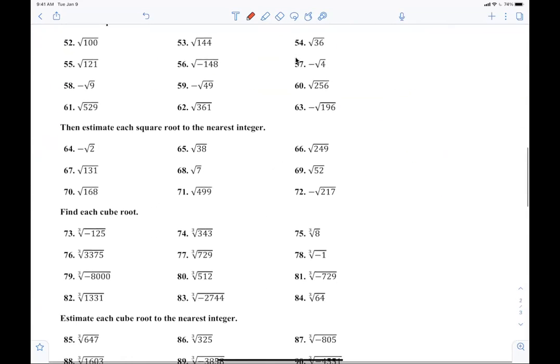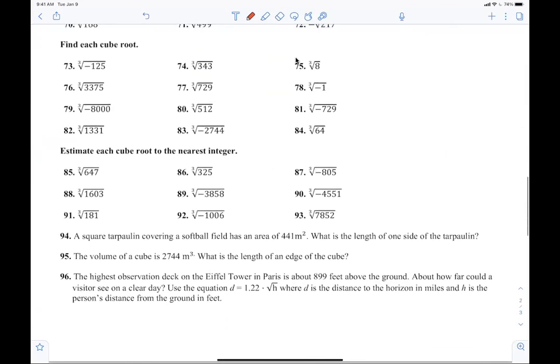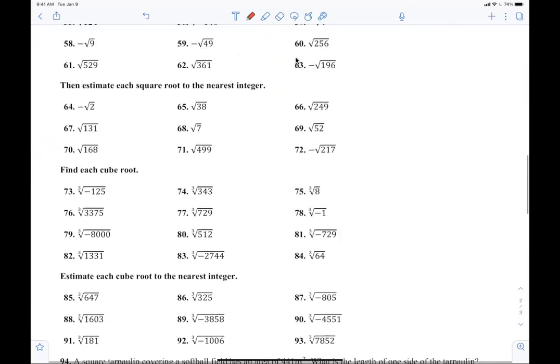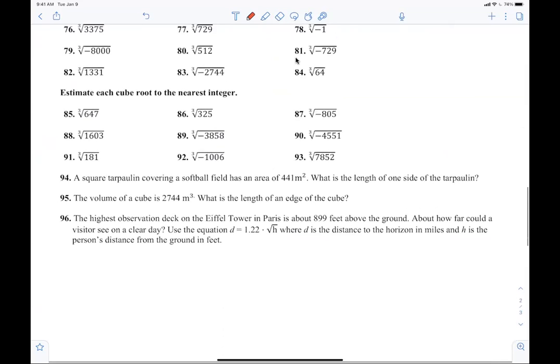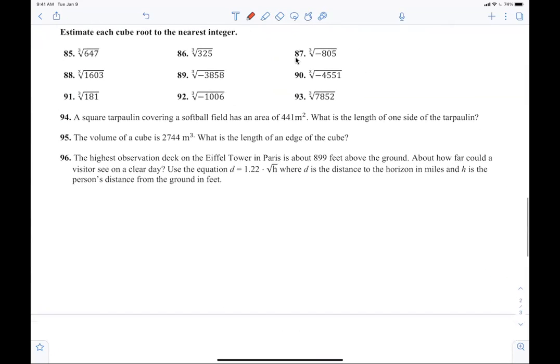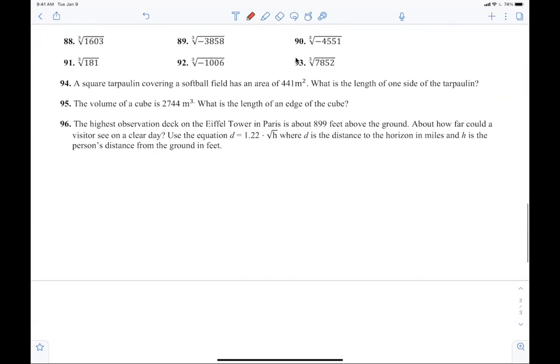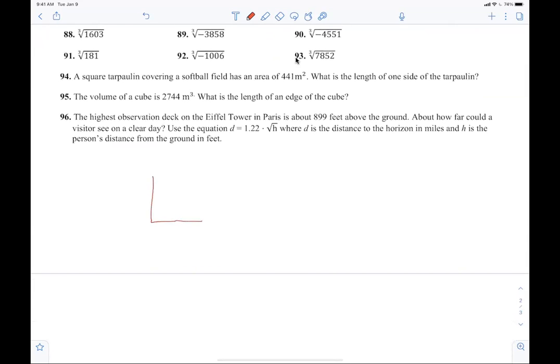All right, so now what I want to do is drop down to the word problems. All right, number 94. A square tarp covering the field when it's raining. All right, so anybody draw a square for me.